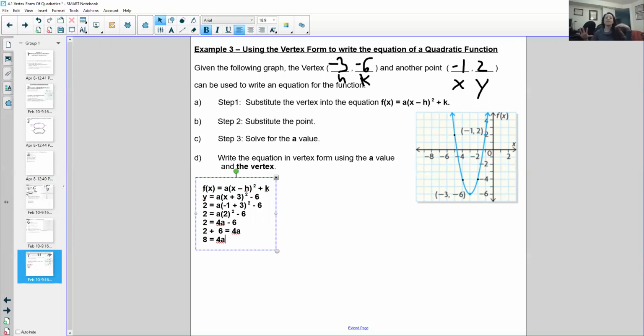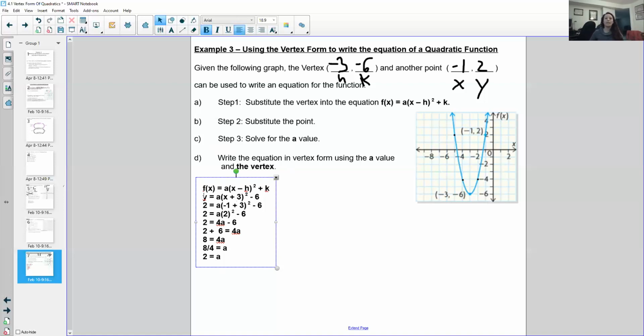I have to get the a by itself, get rid of the 4. The 4 and the a are being multiplied. The opposite of multiplying is dividing. So divide to get 8 divided by 4, which is 2. So a equals 2, and you've got your a value. So that was step 3, solving for a. And now that I've got it, I can write it in vertex form.